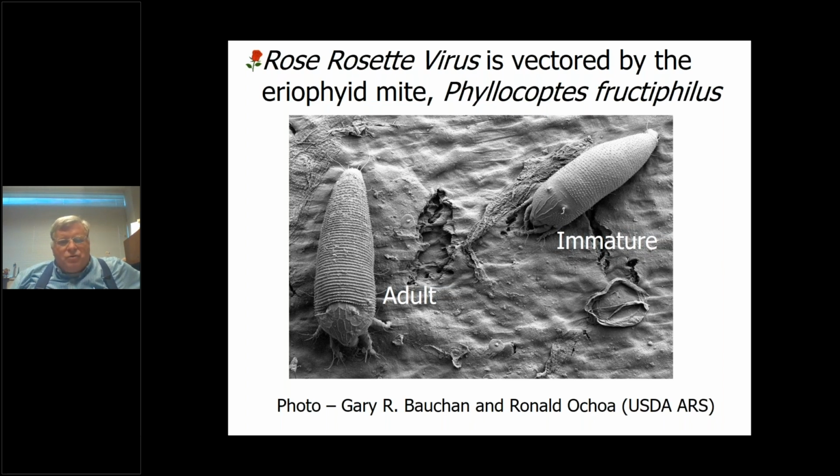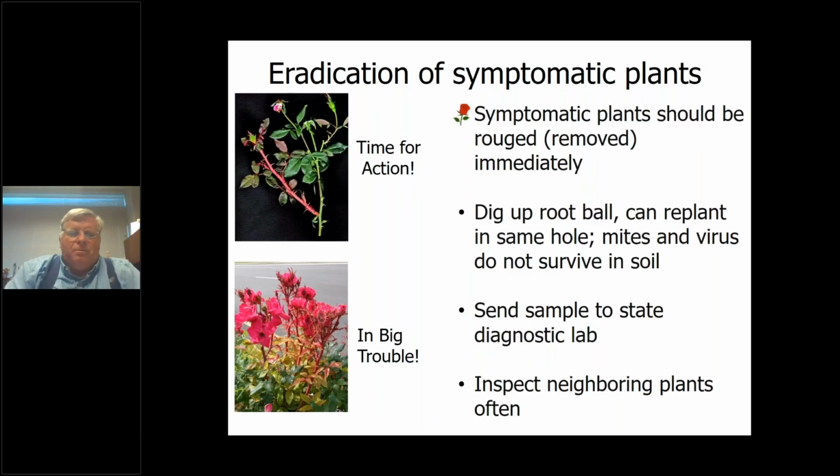But if you leave those rosettes in your garden for any period of time, enough of them will balloon or blow to, and some of them will land on the other roses. There's work going on right now, and it looks like you only need one viliferous mite to land on your rose bush for that bush to be in trouble. Now, so what are we going to do?